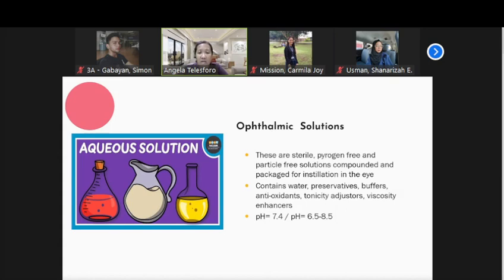Ophthalmic is for the eyes. This is important: the ophthalmic solution must be sterile, pyrogen-free, and without any particles in the solution, because it will irritate the eye if there are. There are also preservatives, and the pH is very important. Ideal is 7.4, but we can play around 6.5 to 8.5. So it is more or less neutral because it will irritate the eye if not.